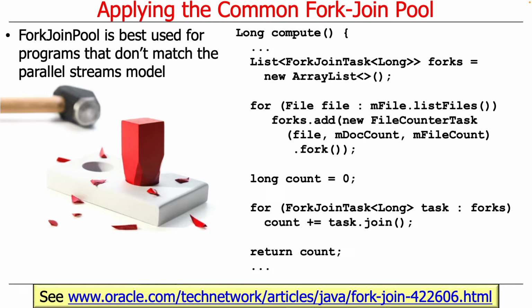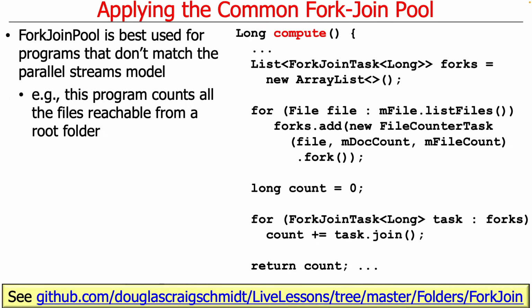parallel streams model. And the parallel streams model really likes things that divide and conquer evenly. So if you've got input that can be divided and conquered and split, that works well with parallel streams. But not everything works that way. And this particular example is a variation of the one shown at this article here. And this article illustrates how we're going to count certain things in a recursive folder structure.